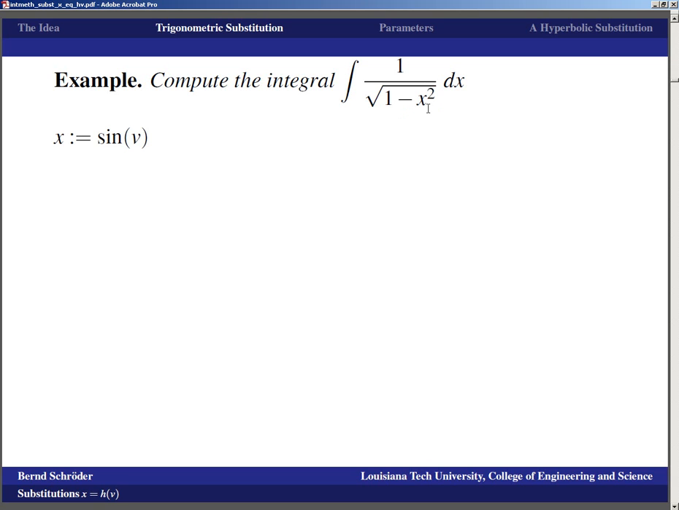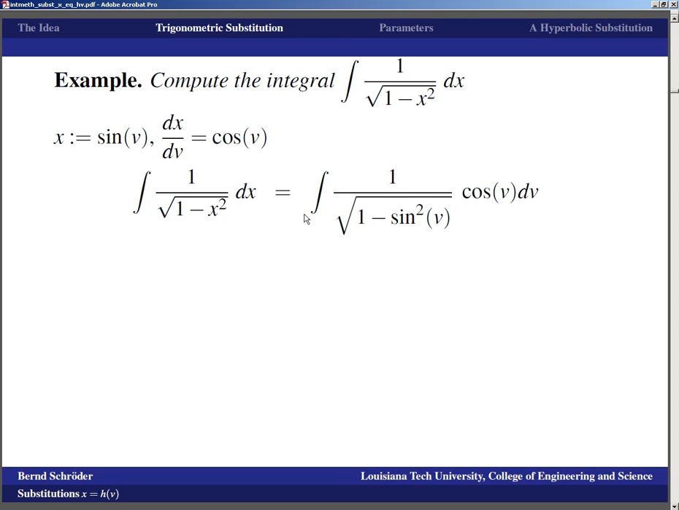The pattern is 1 minus x squared. So if we substitute x equals sine of v, then dx/dv is cosine of v, which means that the integral of 1 over square root 1 minus x squared dx is the integral of 1 over square root 1 minus sine squared of v, because x squared is sine squared of v, right? And dx is cosine v times dv once you bring that over, so you get a cosine v dv over here.